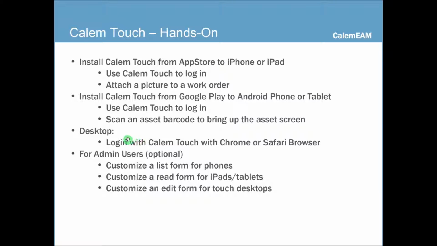For desktop, we like for you to log in with Calem Touch and using Chrome or Safari browser. This is optional for admin users. You can customize a list form for phone, customize a read form for iPads and tablets, customize an editor form for touch desktops. This is for you to experience the flexible configurations from Calem Web admin interface. You can control the user interfaces for phone, tablets, and touch desktops.